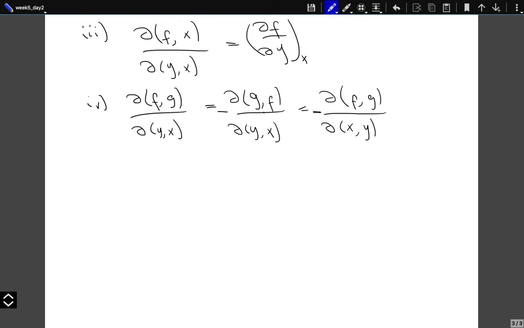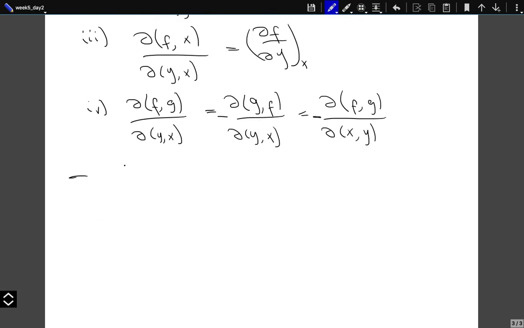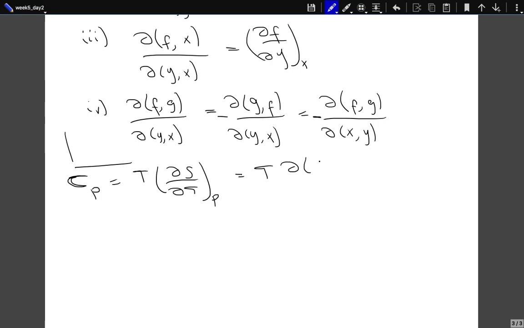Now let's come to our problem. We have Cp, which is the derivative of the entropy with respect to temperature at constant pressure. I can write this in terms of Jacobians as the Jacobian of S and P with respect to T and P, with P in the numerator and in the denominator. Well, it's kind of trivial to show this equality.